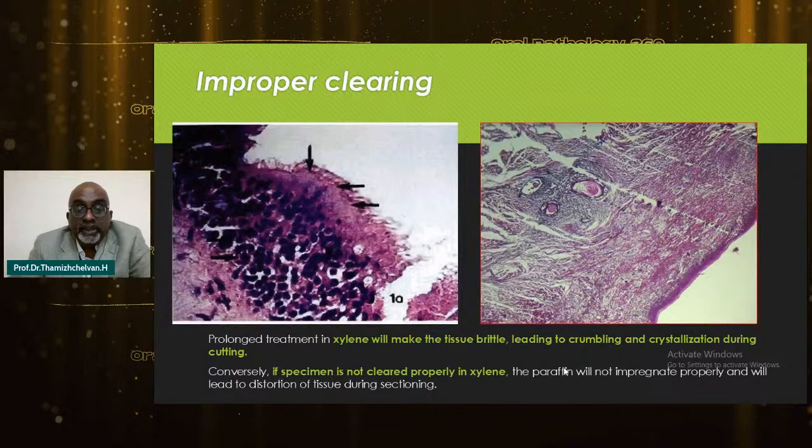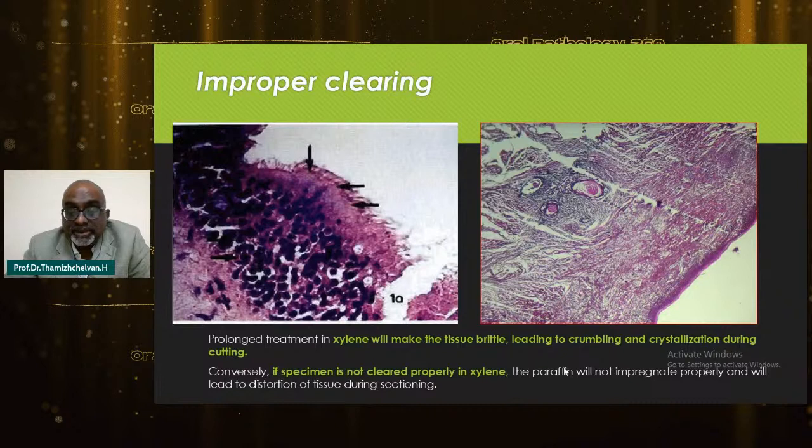Number two, improper cleaning in xylene. Improper cleaning or prolonged treatment in xylene can also cause problems. On the left, you see the section of prolonged treatment in xylene, which made the tissue brittle, leading to crumbling and crystallization during cutting. And the next is a picture done in our laboratory yesterday intentionally for this presentation.